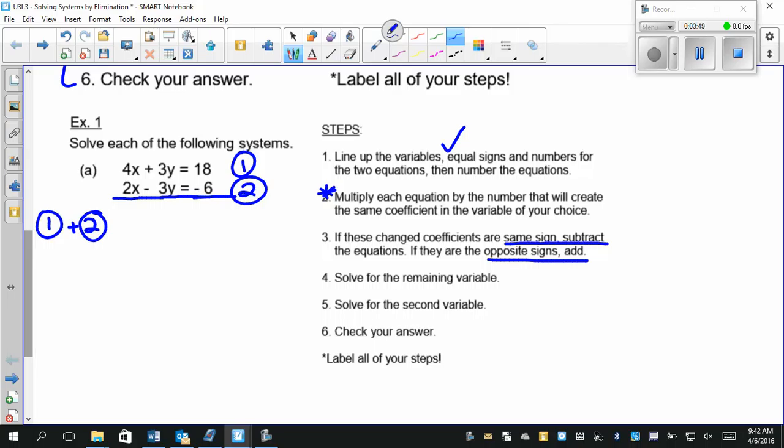So 4x plus 2x gives us 6x. If I add 3y and negative 3y, I get 0. So I don't even have to write anything for that part. And then on the other side of the equal sign, I add 18 and minus 6, and I get 12. Now we're going to solve for the remaining variable. There's only an x there, so we had eliminated the y variable. So that's why it's called elimination. So our last step here, we're going to do 12 divided by 6. So we get x equals 2.